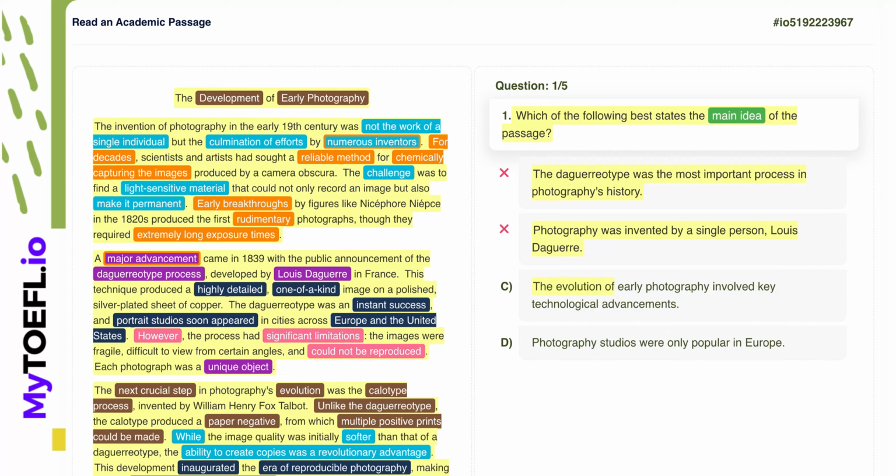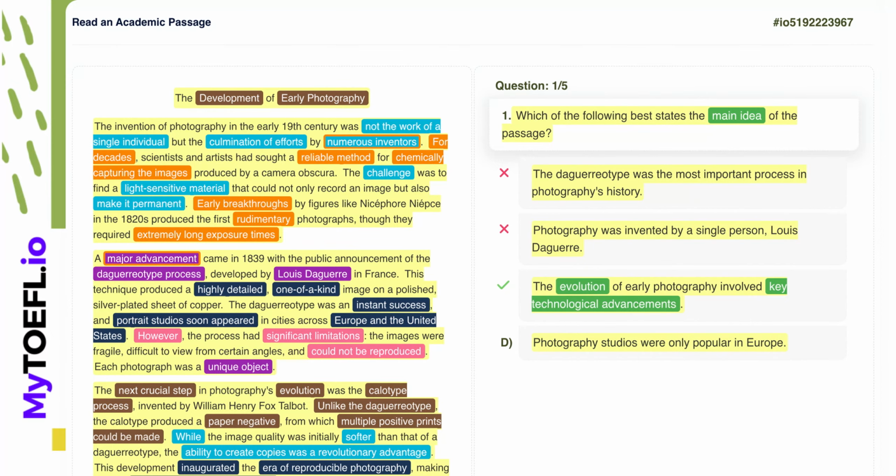The evolution of early photography involved key technological advancements. This option seems very strong. The word evolution perfectly matches the idea of development over time, a word used in the passage itself. The phrase key technological advancements accurately describes the progression from early experiments to the daguerreotype and then the calotype. This statement covers the entire scope of the passage without focusing too much on one detail. Correct. Here's option D. Let's break it down.